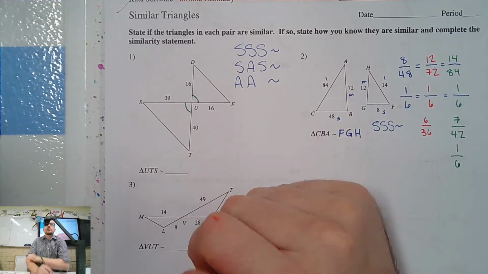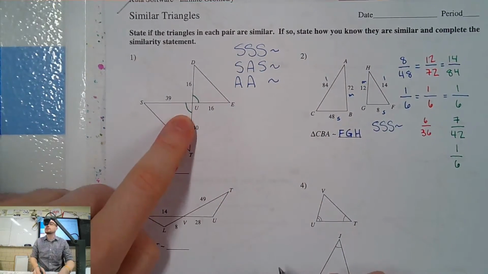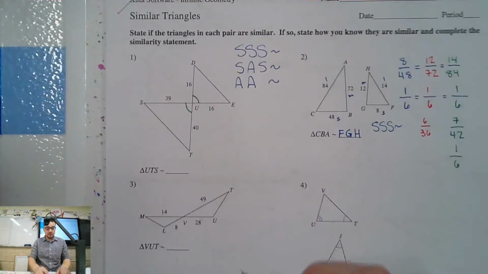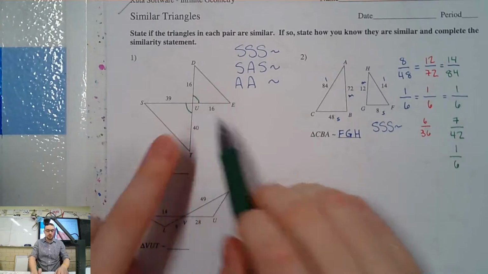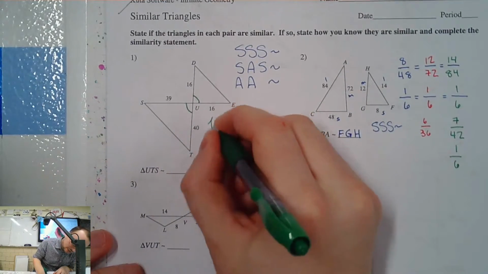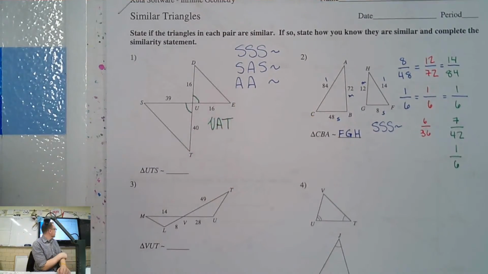Scissor theorem, exactly. Vertical angles, right? So those have to be the same. I don't know anything about the rest, right? But those have to be because we have an X. You guys see that? You with me on that? Okay. So I want you to write vertical angles theorem. That's how we got those.